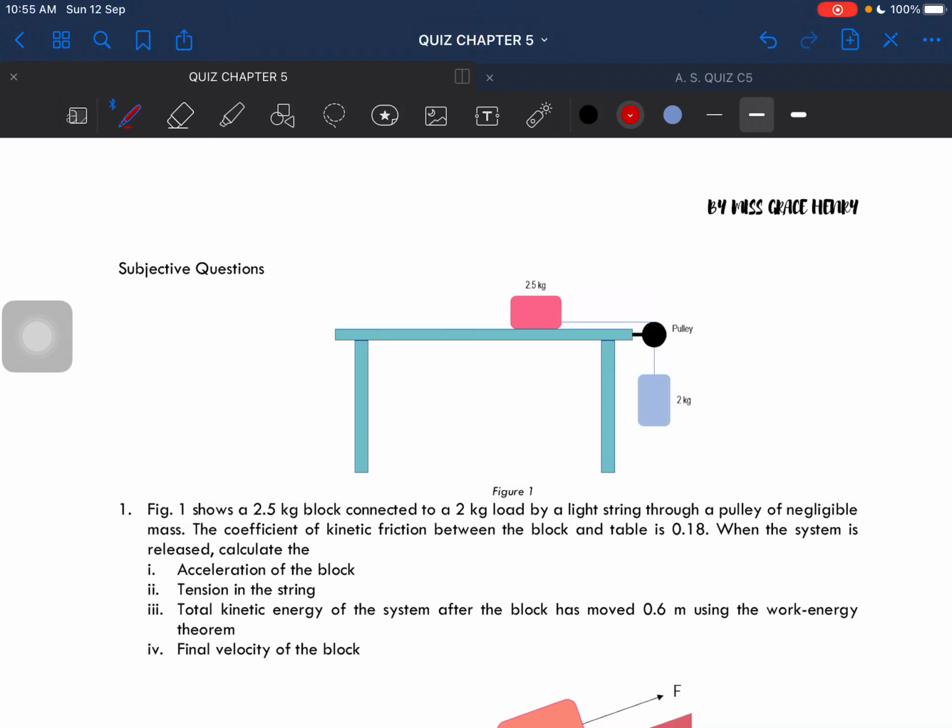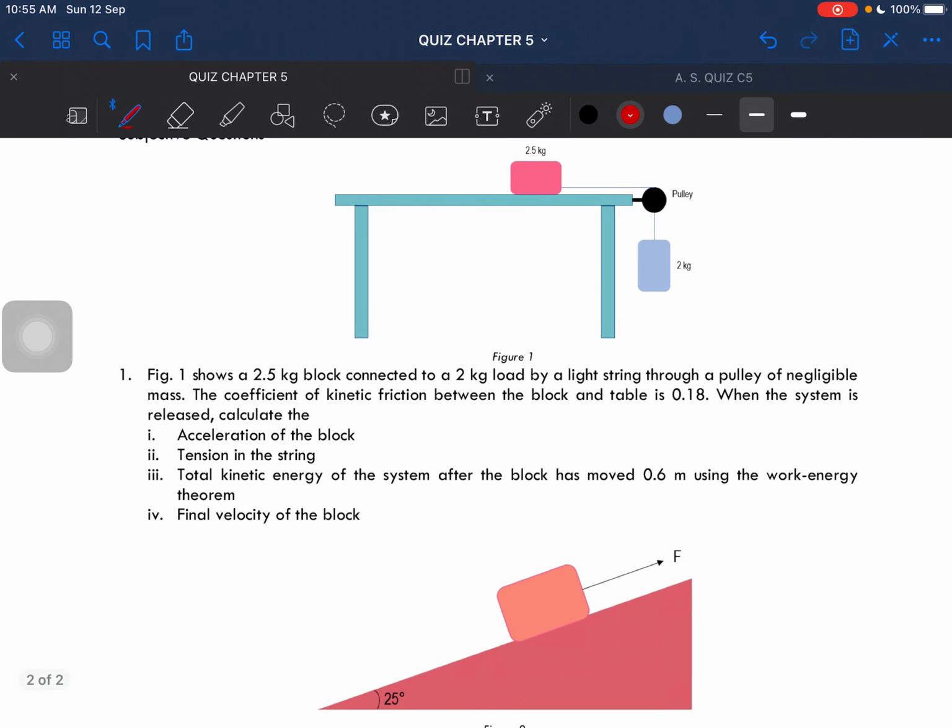Right, let's discuss questions from the quiz. Figure 1 here shows a 2.5 kilogram block connected to a 2 kilogram load by a light string. The pulley has negligible mass. The coefficient of kinetic friction between the block and the table is 0.18.